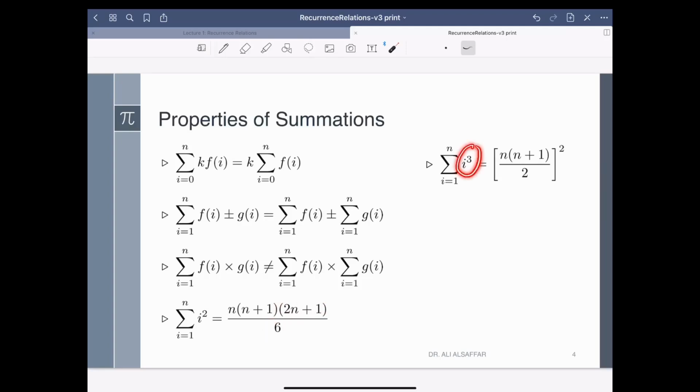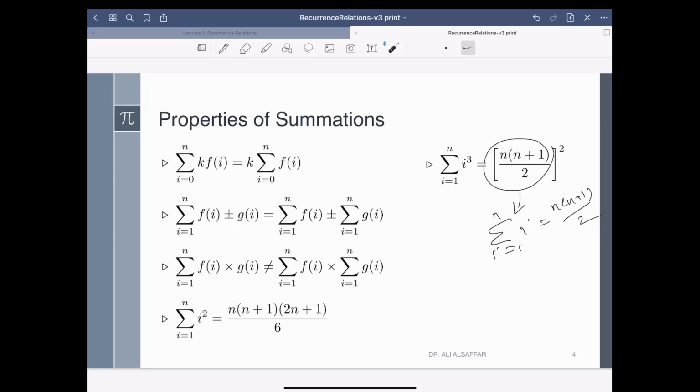Now for i cubed, it is simply the square of the summation for i going from 1 up to n. And this, if you remember, is n times n plus 1 over 2. So for i cubed, it is the summation squared, that goes up to i raised to power 2.